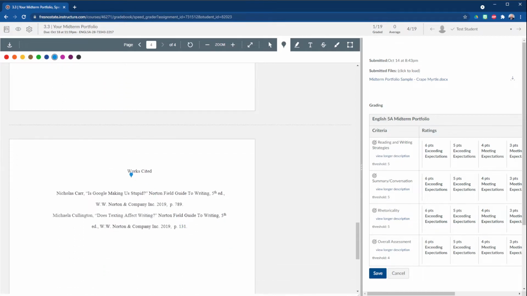Okay, and that's that. They do have a list of works cited, so that's good. The format isn't quite right, but they tried. And at this point, midterm English 5A, that's meeting expectations. They tried. And they have most of the information that they need. All the bibliographic information is there. Format isn't quite right. That's okay.